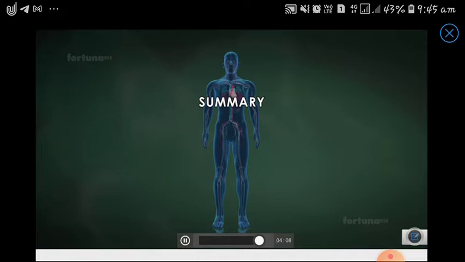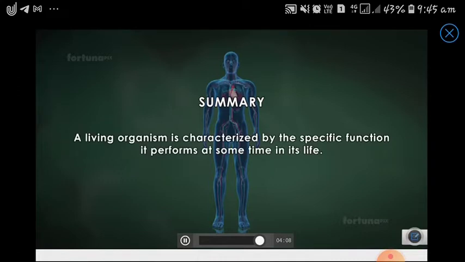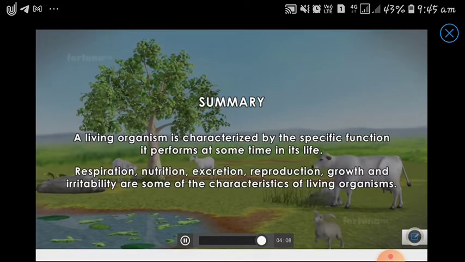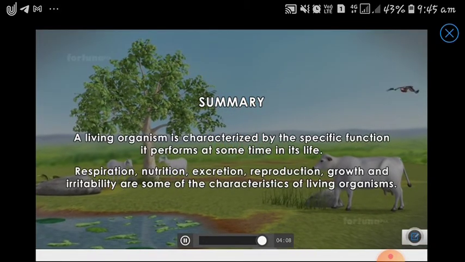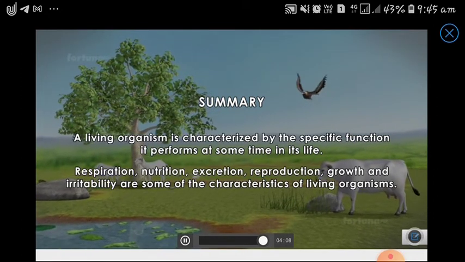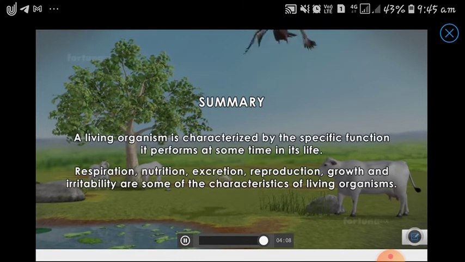Summary. A living organism is characterized by the specific function it performs at some time in its life. Respiration, nutrition, excretion, reproduction, growth, and irritability are some of the characteristics of living organisms.